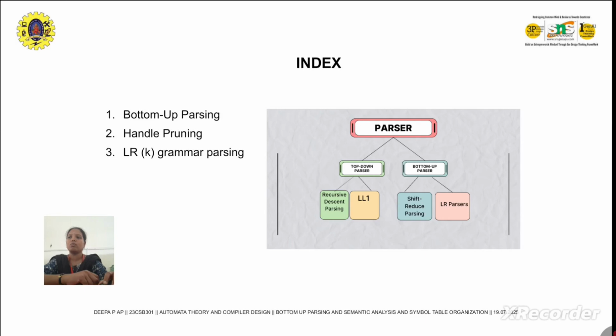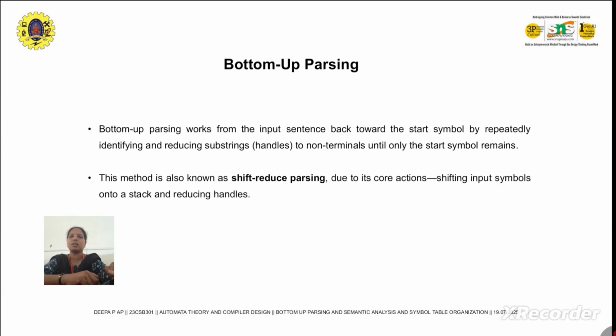So let us move to bottom-up parsing. Bottom-up parsing starts from the input string and tries to reduce it step by step until it reaches the start symbol of the grammar. In simple words, it builds the parse tree from the leaves toward the root. That is why it is called bottom-up parsing. This method is also known as shift-reduce parsing because it mainly uses two actions: one is shift and the other is reduce.